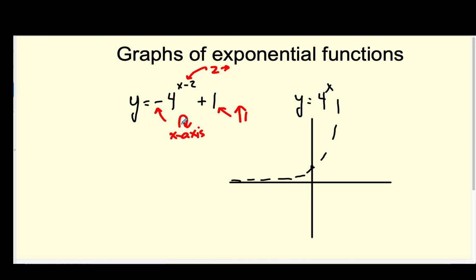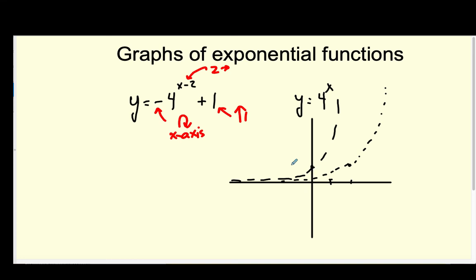So I have to look at this and think, what transformation would be happening first? Well, you work from the inside out. The first thing we're going to do is subtract 2 from the x. That's going to move everything 2 to the right. So this point 0, 1 is now going to be over here at 2, 1. And it doesn't affect the horizontal asymptote at all, and it would just affect the shape of the graph. So the shape of the graph is going to be something like that.